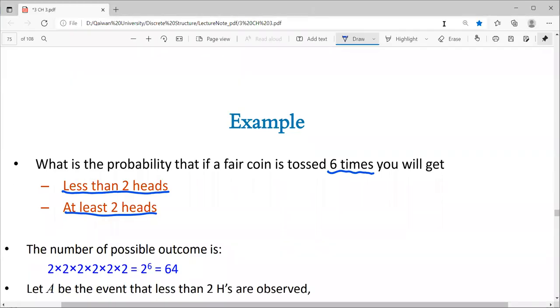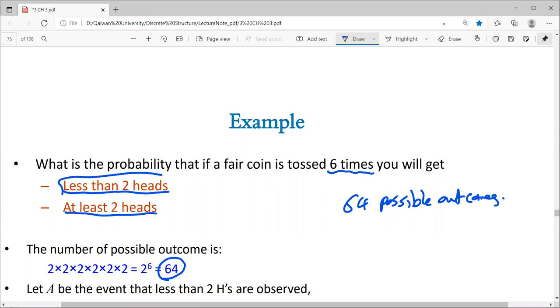In flipping a coin 6 times, for each time we have 2 possible outcomes. It's either head or tail. So in flipping the coin 6 times, that means we have 2 to the power 6 possible outcomes. So our sample space is 2 to the power 6 members. So these are the possible outcomes. We have 64 possible outcomes.